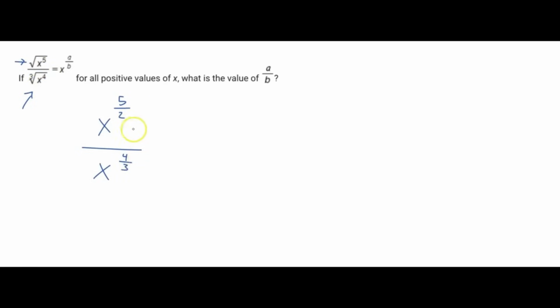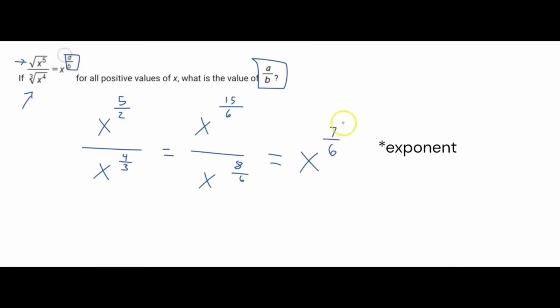Now we want to find a common denominator between 5 halves and 4 thirds. We can multiply the first by 3 and the second by 2. So you get 15 sixths, and then 8 sixths. Because we have the same base, we can just subtract the powers. 15 sixths minus 8 sixths is just 7 sixths. Ultimately, they want the value of a over b, which is just the power above x, and there is your answer. So the answer here is 7 over 6.